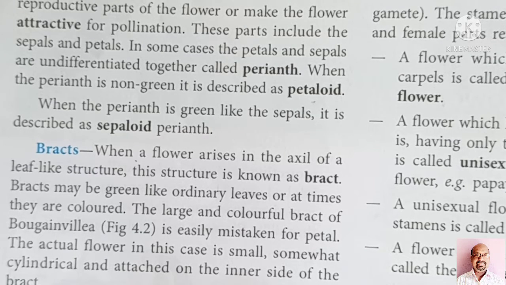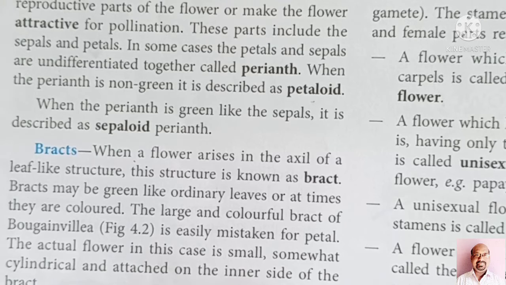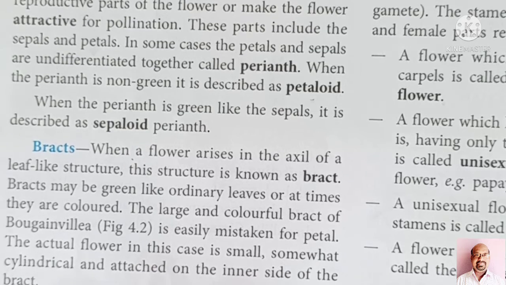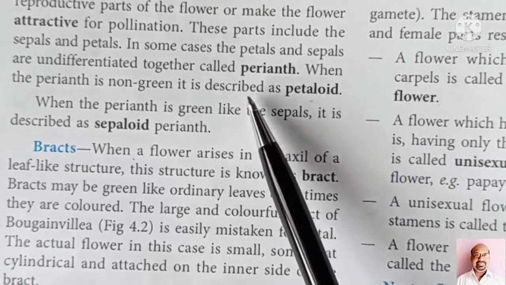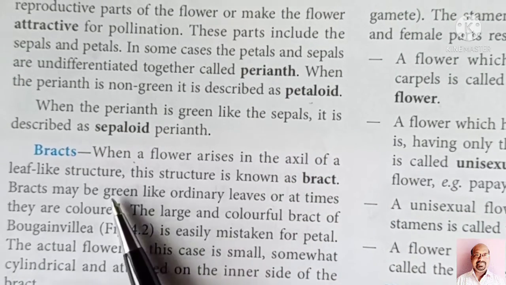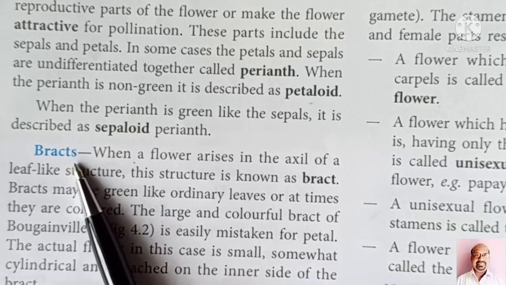See, these fused sepals and petals, when separate, are called tepals, T-E-P-A-L, and these tepals collectively are called perianth. Now we will talk about special structures called bracts.